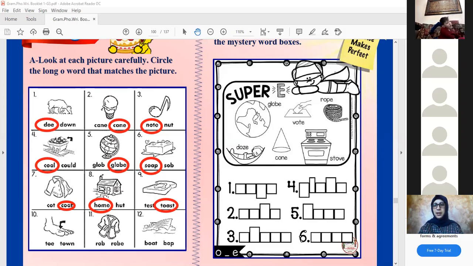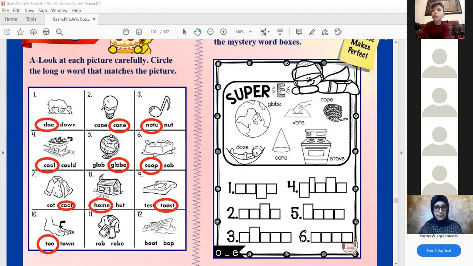Hi, my dear. How are you? Good. Yalla, let's do this one. You can do it. Read number 10. Toe. It is toe. What are the letters that are making the long O in toe? O and E, bravo. And where do you hear the long O sound? At the end, bravo.